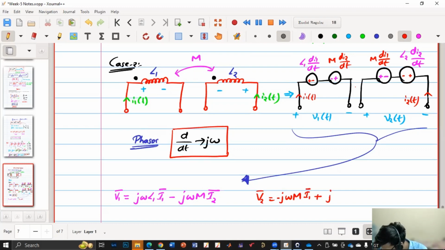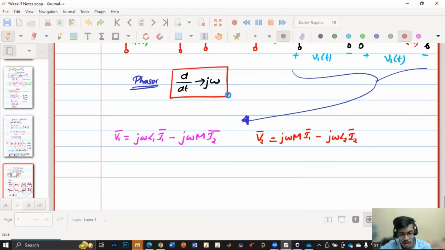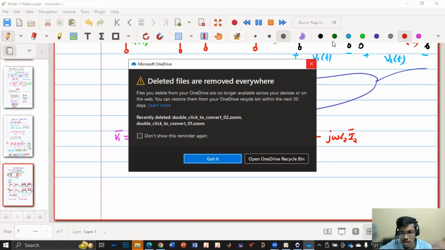Check my polarity if I'm doing any mistake or not. I think for this plus minus, you're not pointing out. I think this will be plus, and this will be minus, j omega L2 I2 phasor. So we can directly use the phasor representation, and we can solve it easily, which we started to learn last week. So yeah, this we can do.